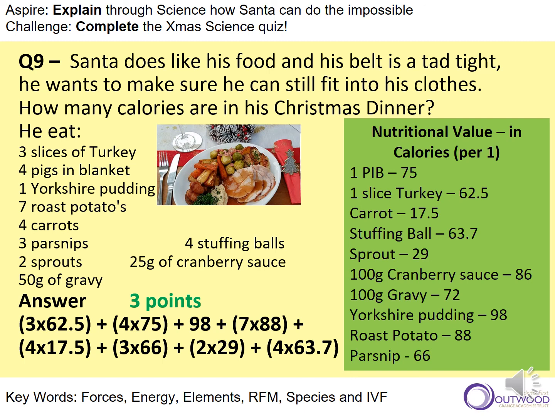Now, you've only got 25 grams and 50 grams of the two sauces. So here we do 86, which is the cranberry sauce, divided by 4, because there are 4 25s in 100. And then we do 72 divided by 2, because there are 2 50s in 100. And in total, we get to 1,839.8 calories, which is a lot of calories.